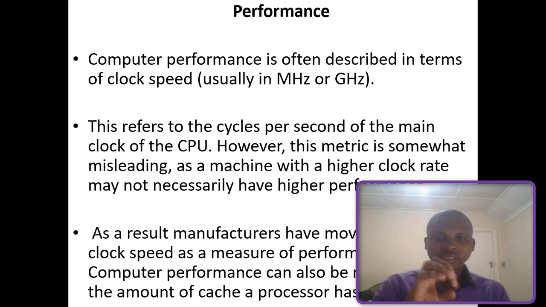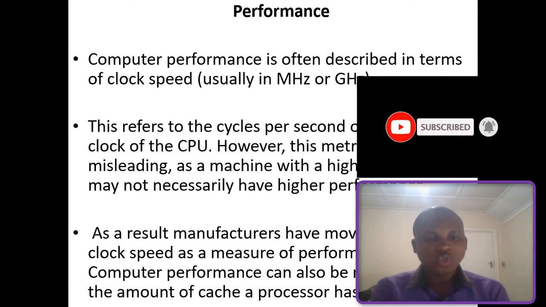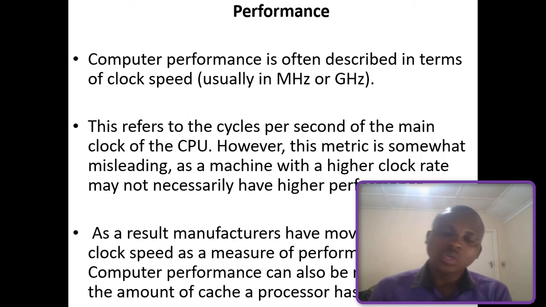This metric, guys, is actually misleading in the sense that you'll be focusing on one single item on your PC as the one which is going to determine the performance of your machine. But no, guys, it's not that only. So as a result, manufacturers have moved away from clock speed as a measure of performance. Computer performance can also be measured with the amount of cache a processor has. So guys, you can be asked this question in your exam, on the things that can actually affect the performance of your machine.